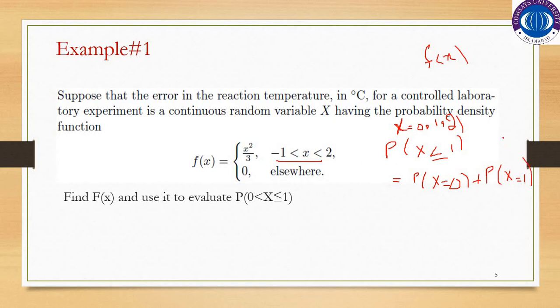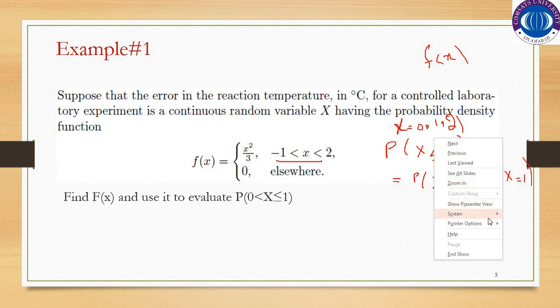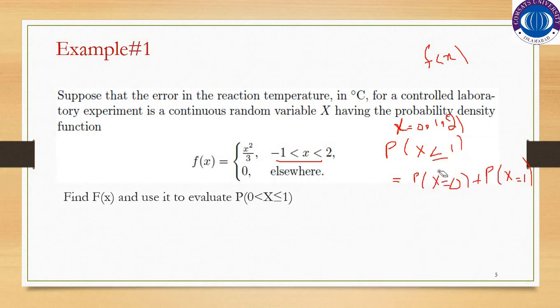But what if it was written here x less than 1? So what are you going to do? 1 will not be included here. It should be this.